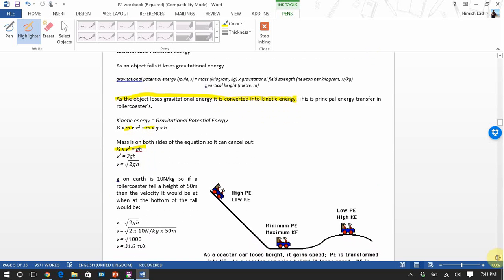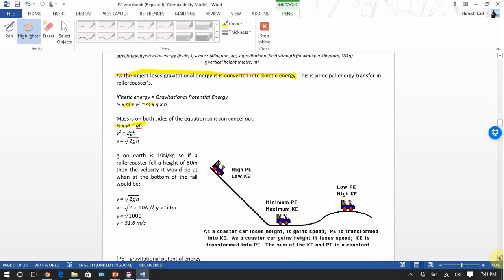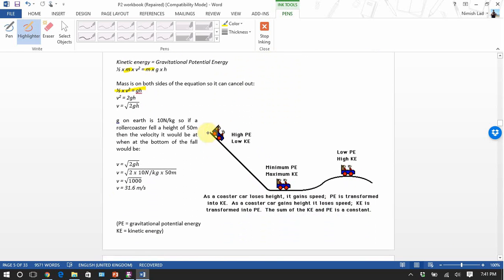And that's what I've done over here. You might want to look through that bit again, but remember that it has high gravitational potential energy over here, and a low kinetic. It goes the other way around over here. At the bottom, you can have no gravitational potential, but a maximum kinetic. And that finishes our video on topic 4.